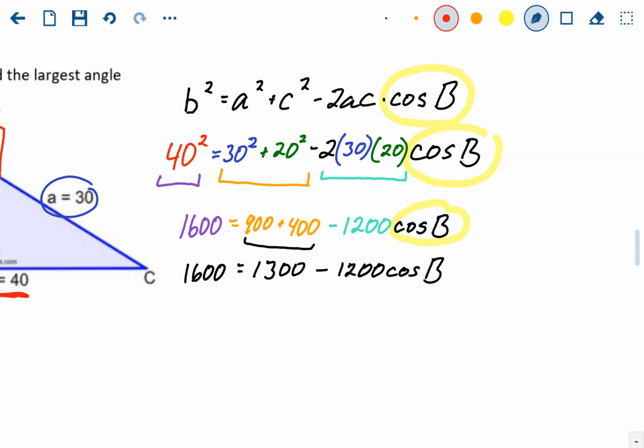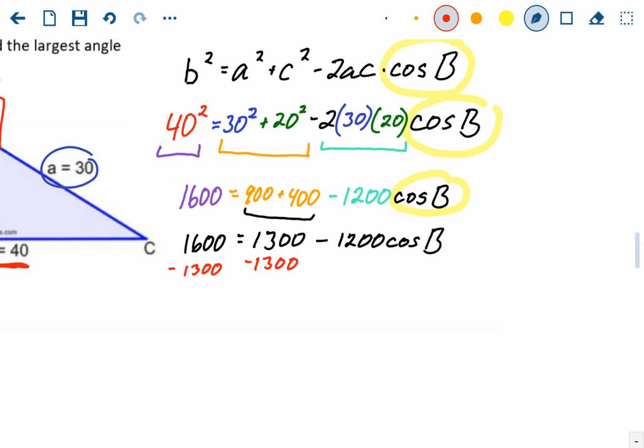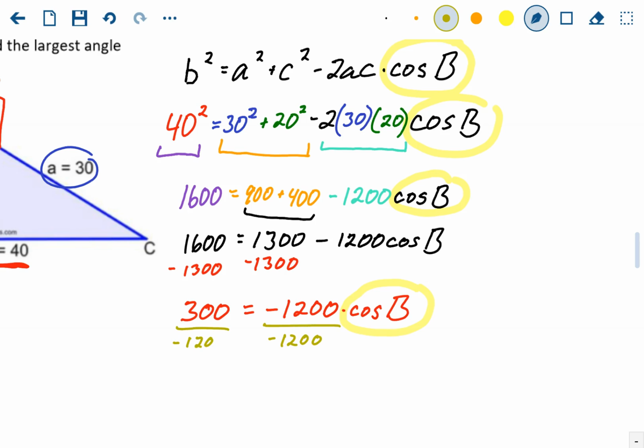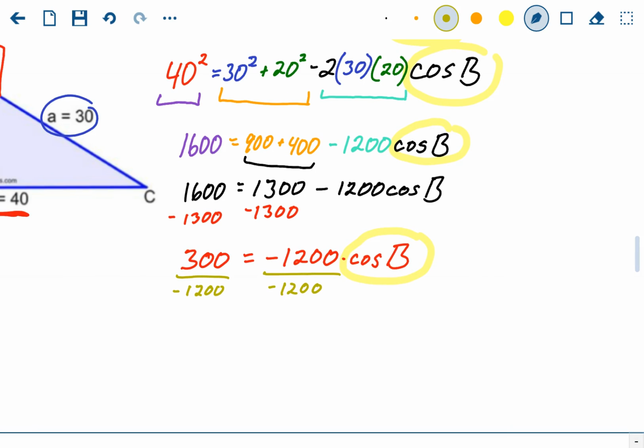Now, what a lot of people want to do in this case is 1300 minus 1200. You can't do that because of that cosine, because of order of operations. So instead, what we have to do is subtract the 1300 over. What that does is it isolates the cosine of B. There's nothing else over there. So now we need to isolate that cosine part. We're going to divide both sides by negative 1200, whatever's in front. 300 divided by negative 1200 simplifies to negative 0.25. And that's going to equal the cosine of B.